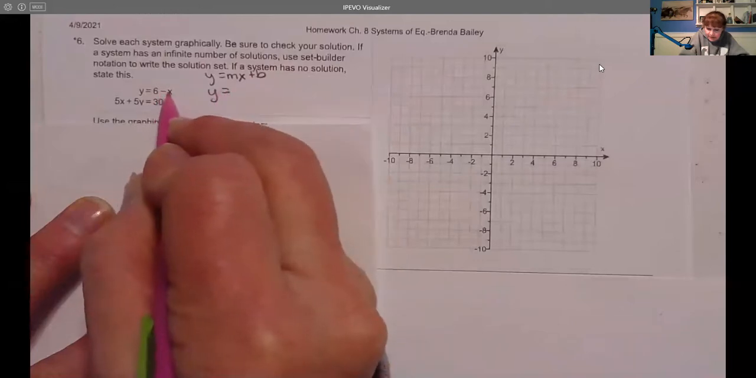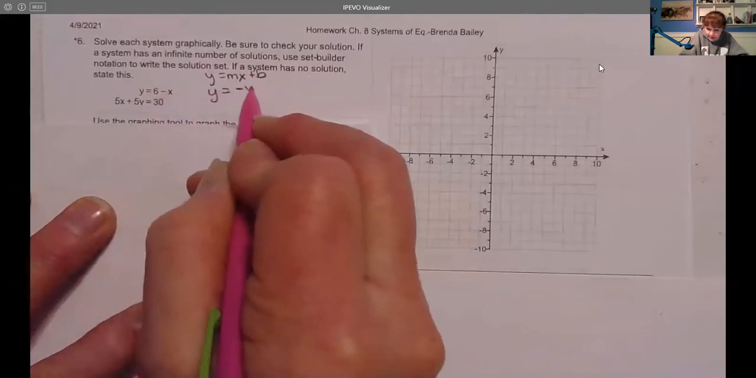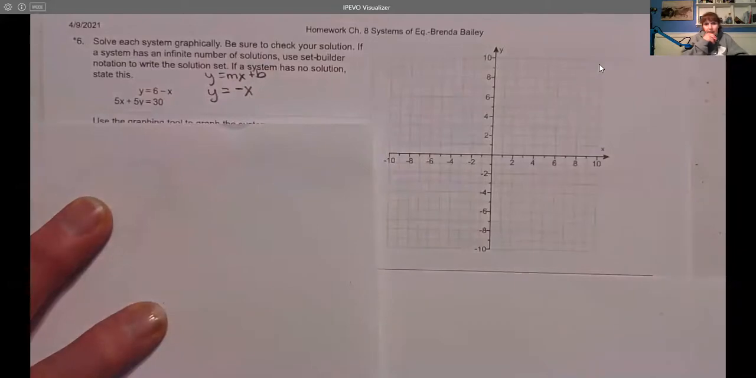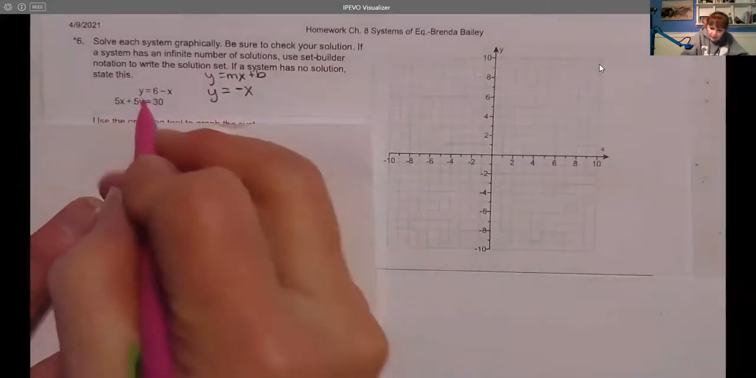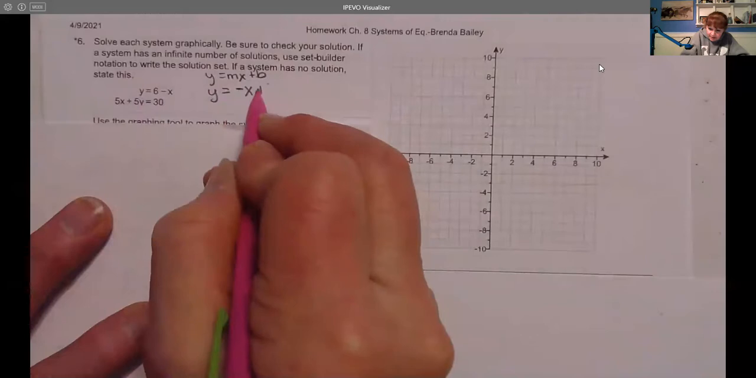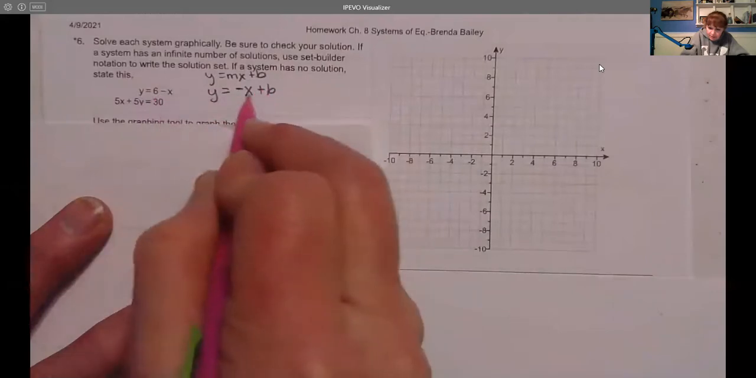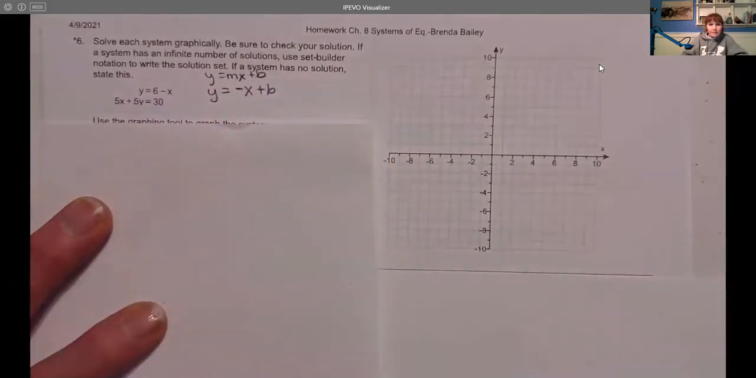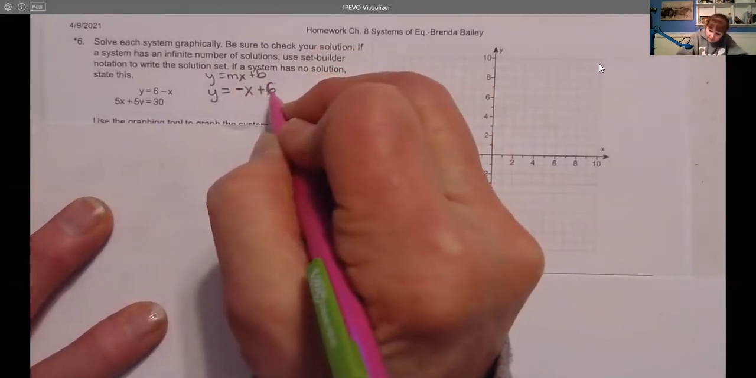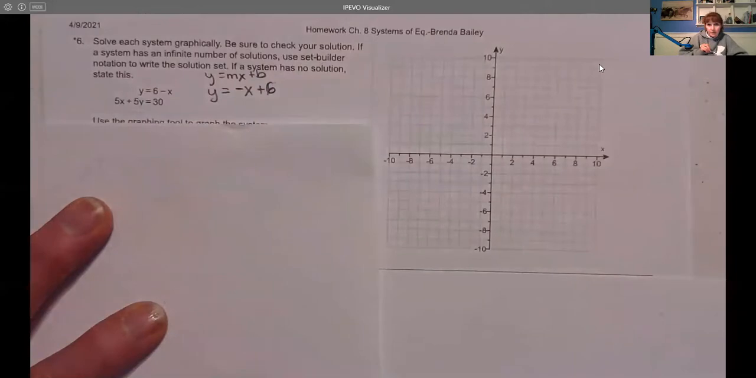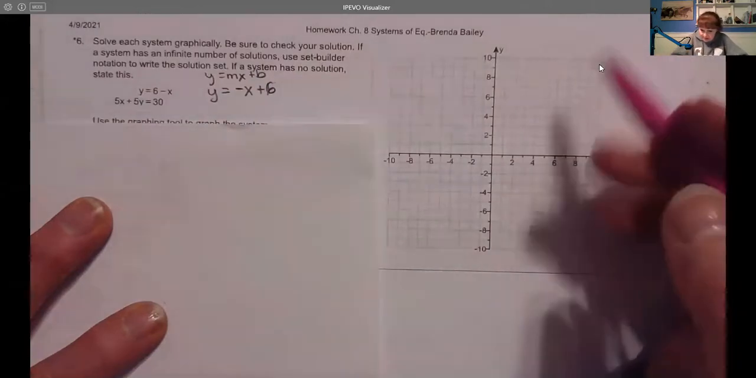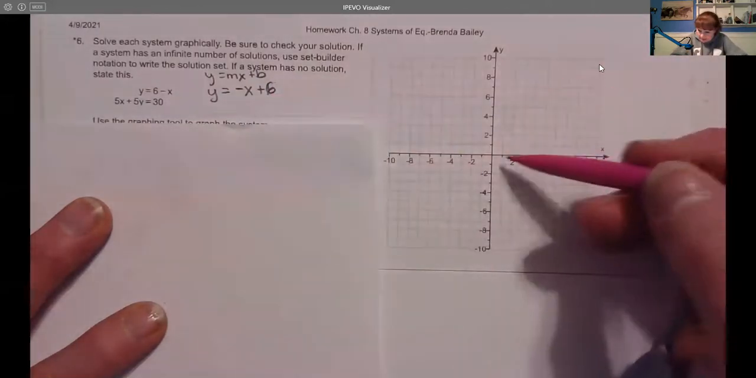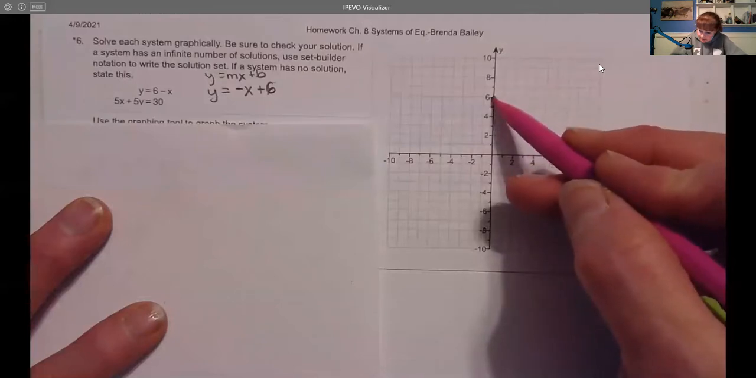So the negative stays in front, so it's a negative x, which means we have a -1 slope. And then the 6 is positive, so it's +6. So I'm just going to swap those two. They mean the same thing. That kind of looks like a B, doesn't it? Let me make it a 6. Okay, we're going to go to a 6 on the y. The y-intercept is 6.